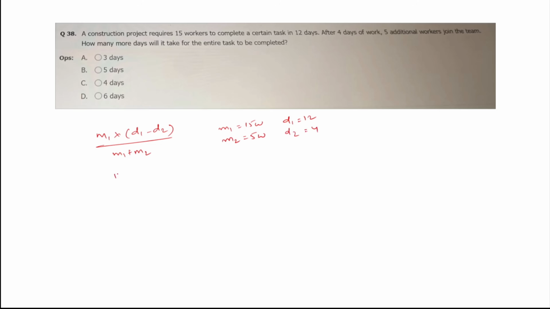So replacing the values, that is 15 into (12 minus 4) by (15 plus 5). After solving the brackets, we get 12 minus 4, that is 8, and 15 plus 5 is 20. Cancelling these values with the help of the 5 table, we get 3 and 4, and in the 4 table the 8 comes 2 times. So finally 3 into 2 is 6 days.